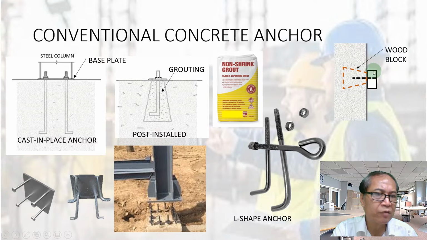In the old time, when you wanted to fix something on the wall, we needed to cast a wood block into the wall. Nowadays we don't use this kind of method. It's a very old method. You see, a wood block precast in place in the masonry wall. This is the old method.